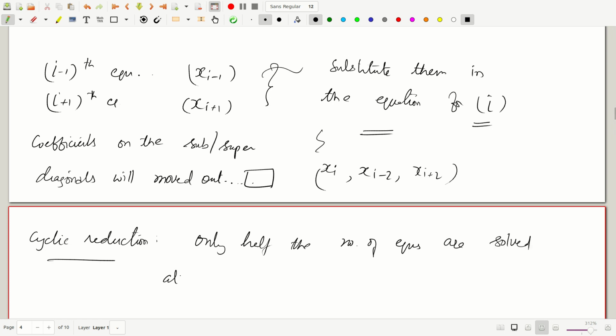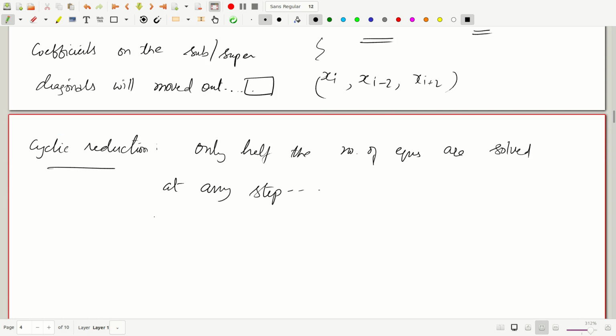At any iteration or at any step. As a result, the computational overhead will be reduced, the computational cost will be reduced. However, unlike the recursive doubling, in cyclic reduction you don't end up with only a diagonal matrix. As a result, you would need a substitution step to calculate the unknown vector.